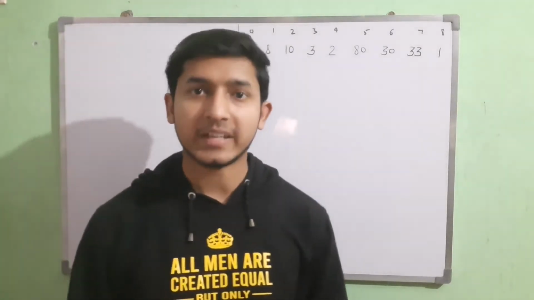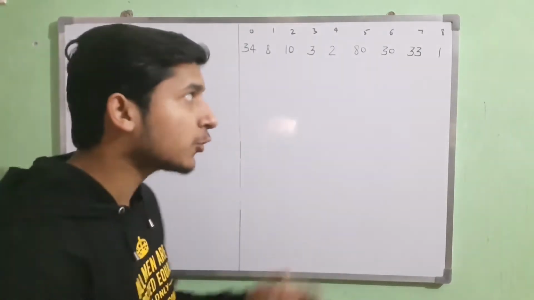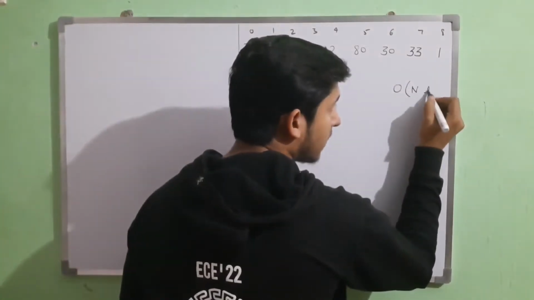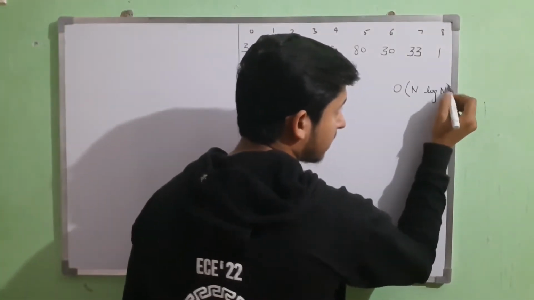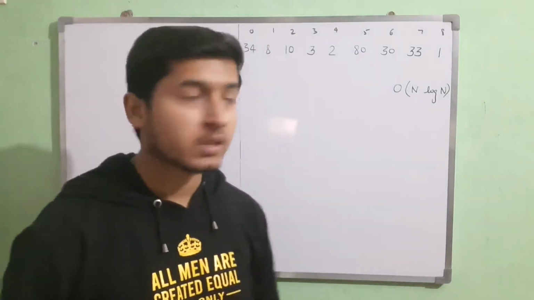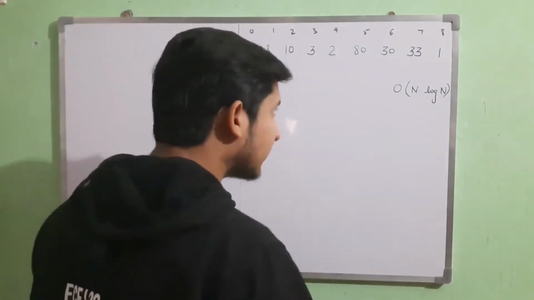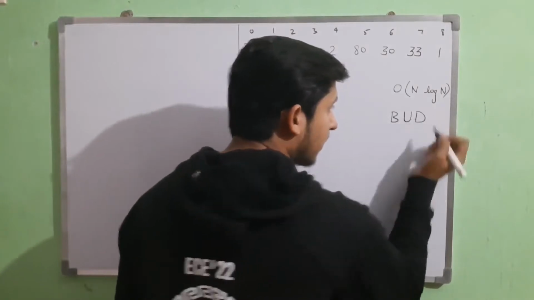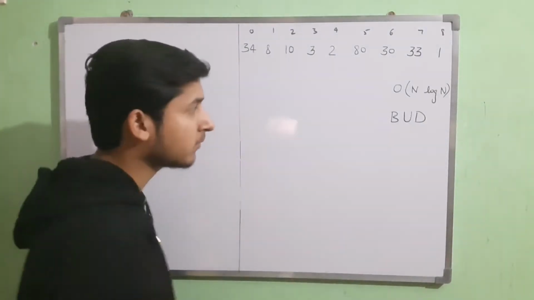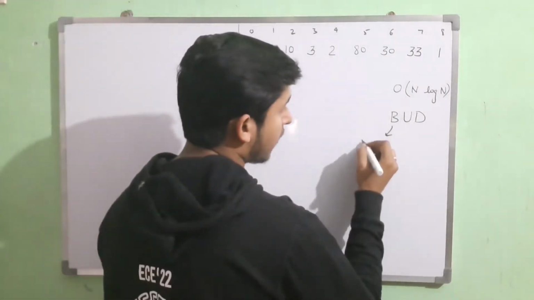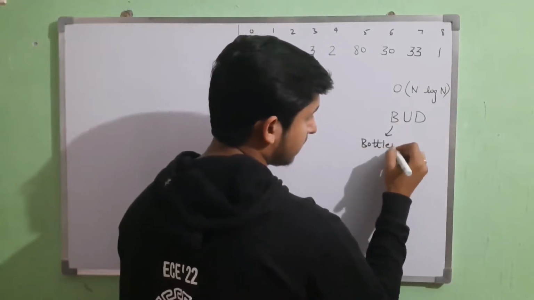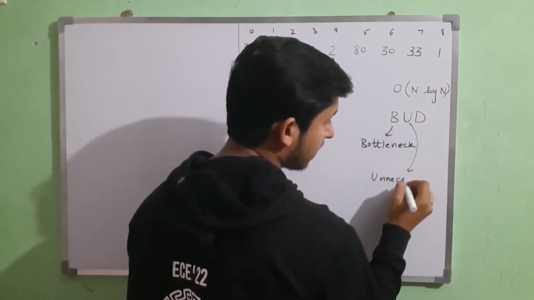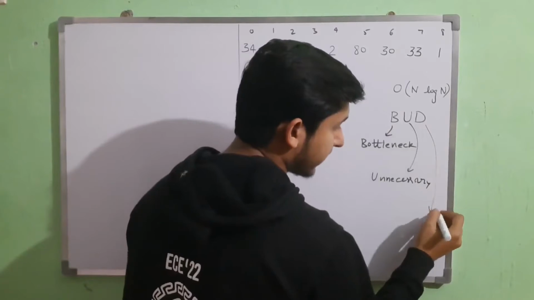Now, the second solution, that is optimized from order n square, will have complexity n log n. And what we will do in this is use the BUD technique. Now what does this stand for? Bottleneck, unnecessary, and duplicates.